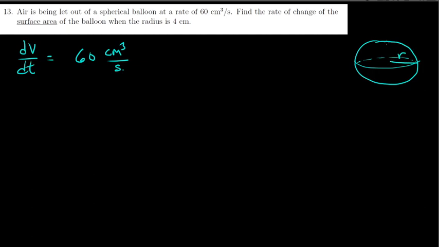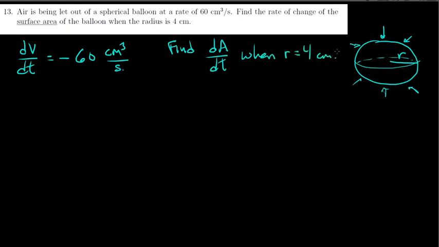So we have the radius. What happens when you let air out? It shrinks, right? So the volume is not getting bigger, it's getting smaller. So this is going to be negative 60 cubic centimeters per second, right? So yeah, when air is being let out, the volume is getting smaller, not bigger. So the question is to find the rate of change of the surface area of the balloon when the radius is exactly 4 centimeters. Okay.